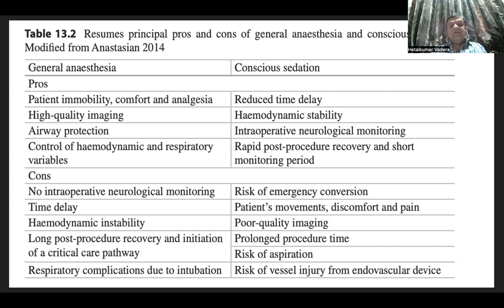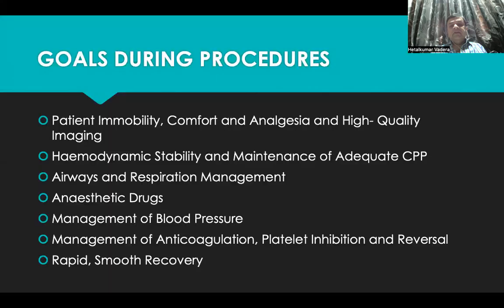Actually, if I talk about my choice, general anesthesia, because you can control everything without a risk of any aspiration and you can provide an immobile patient. But in carotid stenting, it is always advisable to go for monitored anesthesia care. In mechanical thrombectomy for stroke, it is like 50-50. Some of the studies say that you should go for general anesthesia, and some say you should go for conscious sedation. If the patient is cooperative, we can go for conscious sedation, but if the patient is not cooperative, we should go for GA.